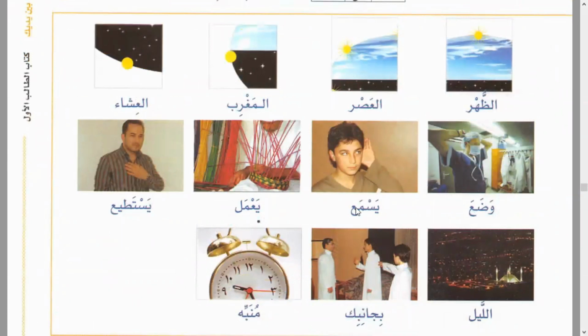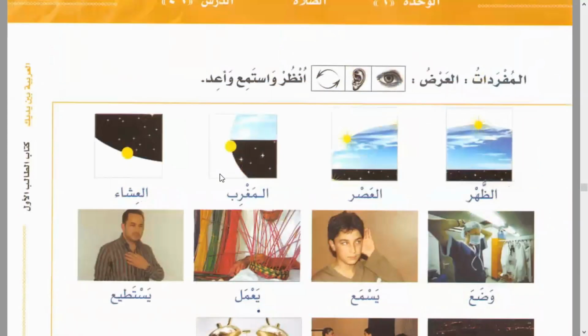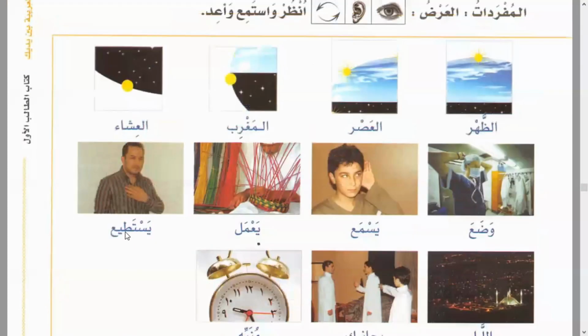يسمع. Yasma, he listens. This is a present tense form. Anytime you have ya, generally speaking, it is he listens. Singular, third person, masculine. الصلاة. As-salah, the prayer. يستطيع. Yastati'u is like he is able to. Istita'a is like the ability to do something. Yastati'u, he is able to do something. Present tense.